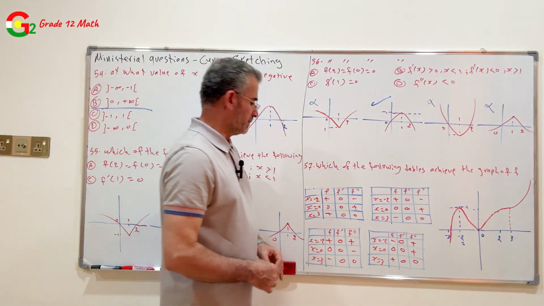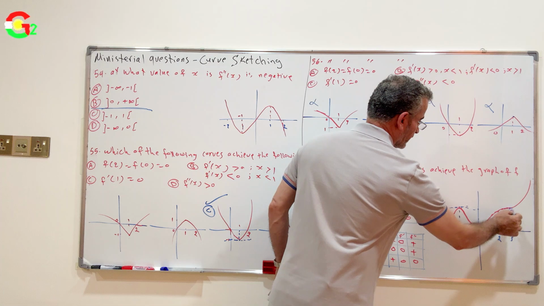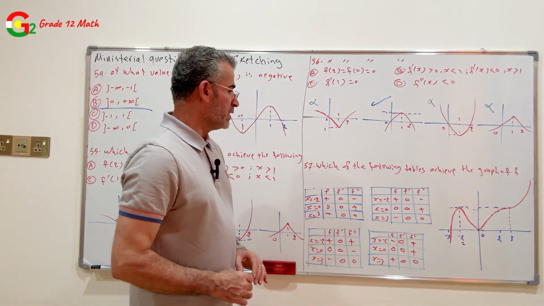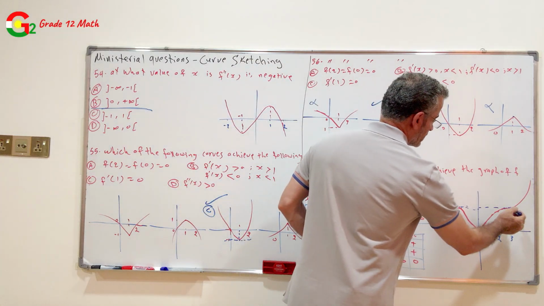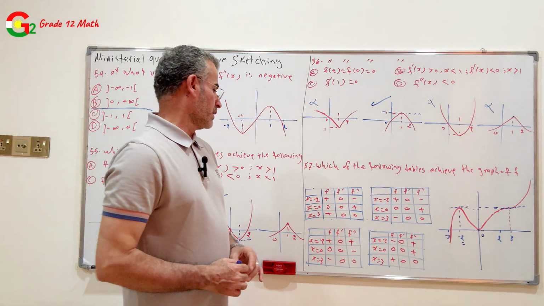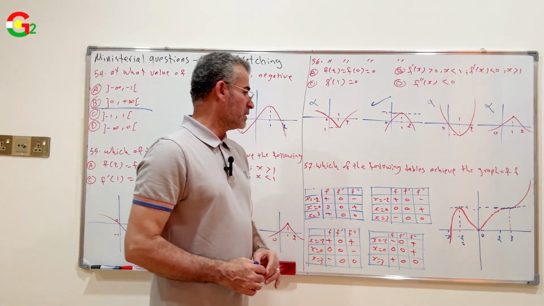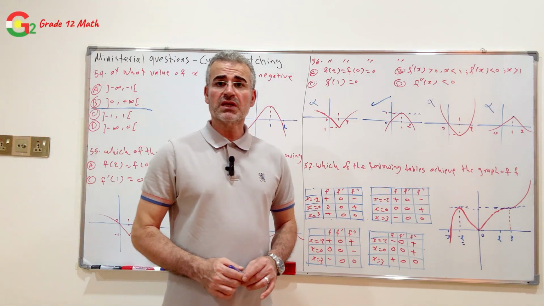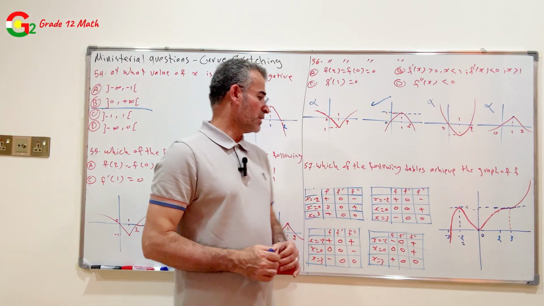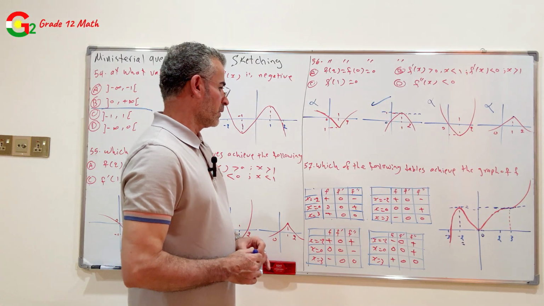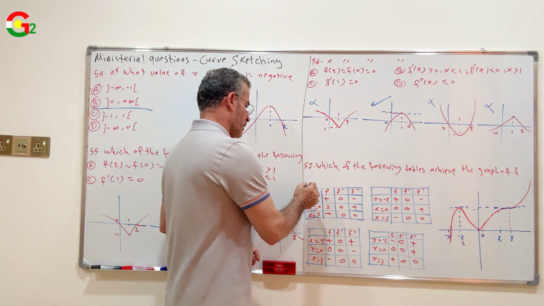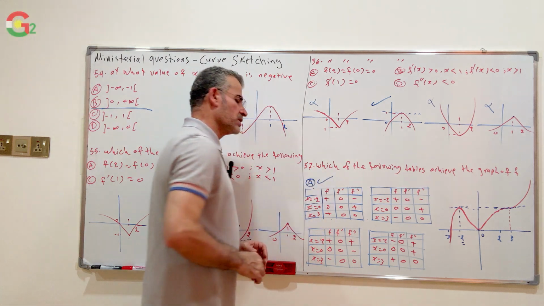At x equals 3, f is positive, true. F prime of 3 equals 0, it is true since the function has a horizontal tangent line at 3. F double prime of 3 equals 0, it is also true since at x equals 3, the graph of the function has an inflection point. Therefore, x equals 3 is a critical value for this function. Therefore, this choice is true.